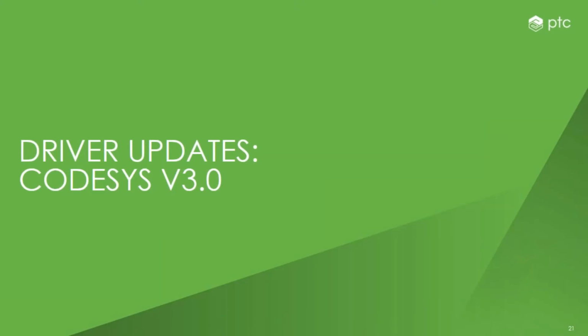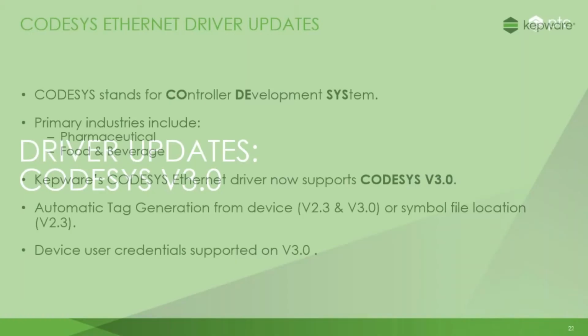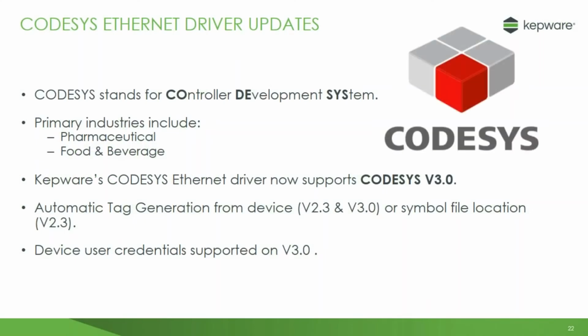Additionally, our efforts to support CODESYS protocol has provided new functionality for version 6.2. CODESYS version 3 is now fully supported, including automatic tag generation, gateway access, and security implemented by user credentials. Version 2.3 was also enhanced to support gateway access and offline tag generation via a symbol file import for those devices that did not support symbol file storage. We're very excited to round out our CODESYS driver with this new functionality.